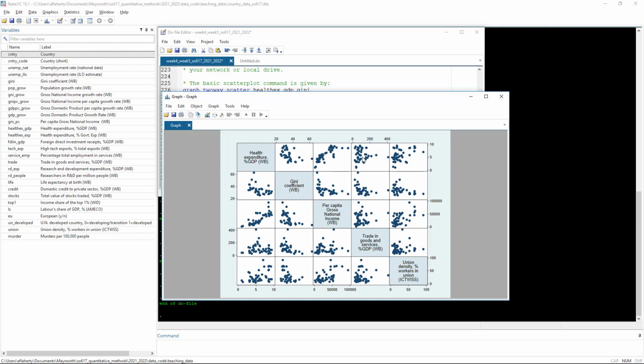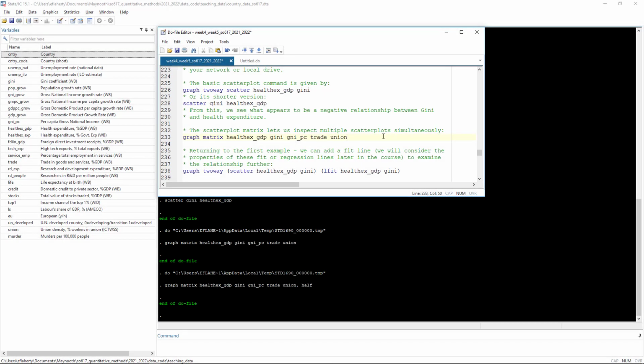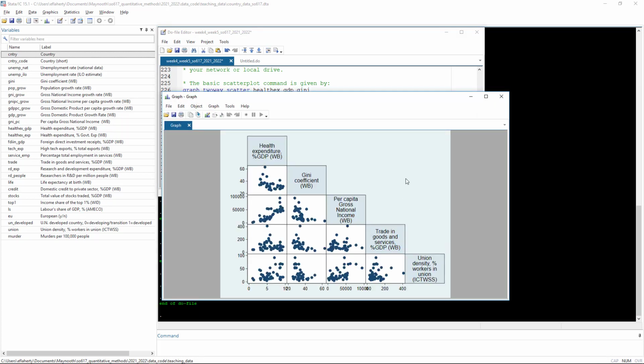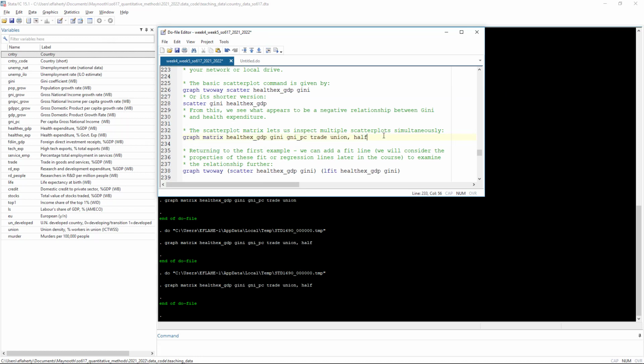Health spend and trade is this one. Gross national income and trade is this one here. Again, there are a few settings we can add to make it a bit more legible. If we add the option half, then Stata will exclude those plots in the top half to the right of the variable names, and you can just read it off from this side. It makes it a little bit easier to read across and to interpret.